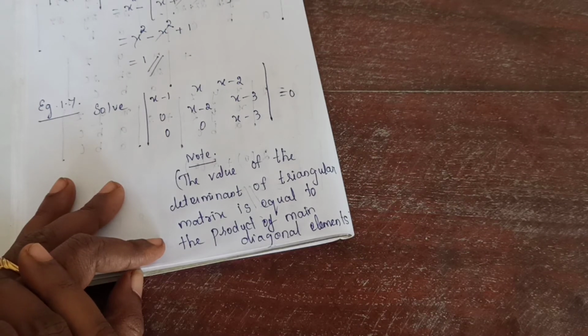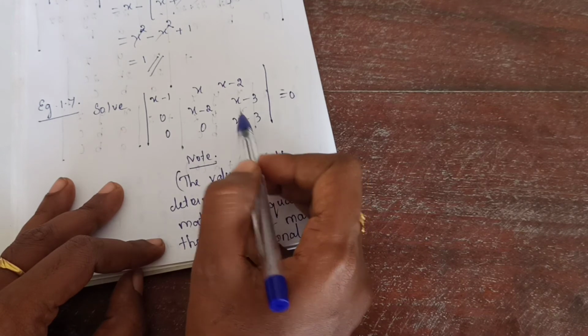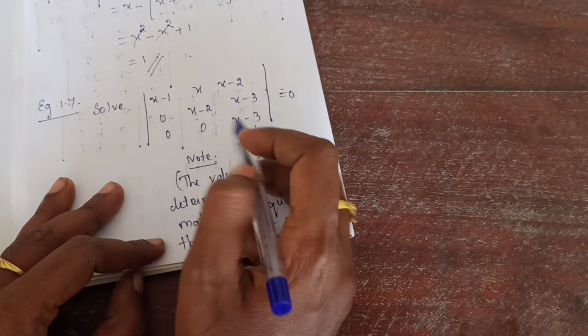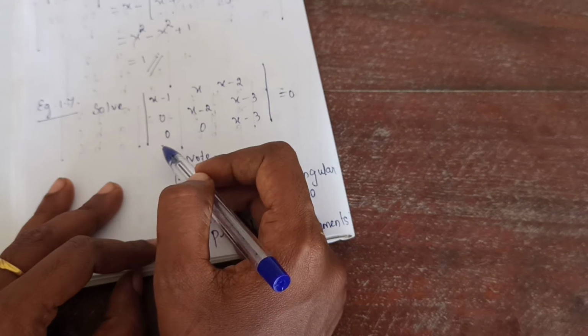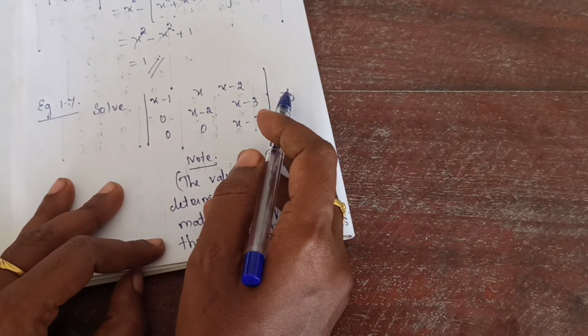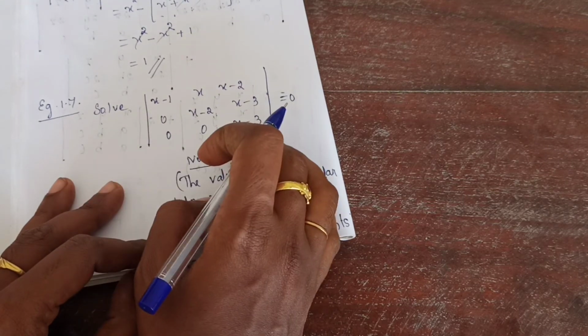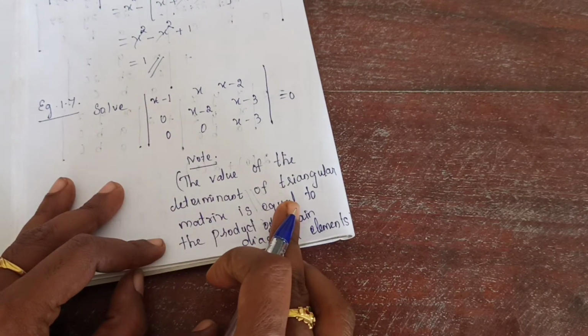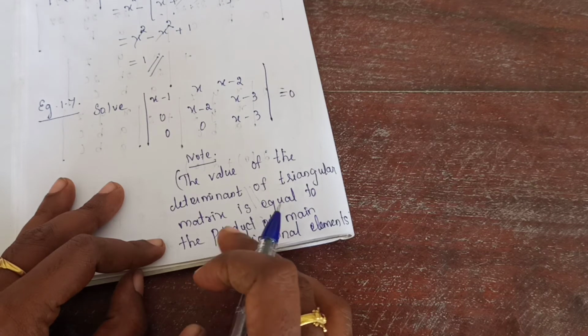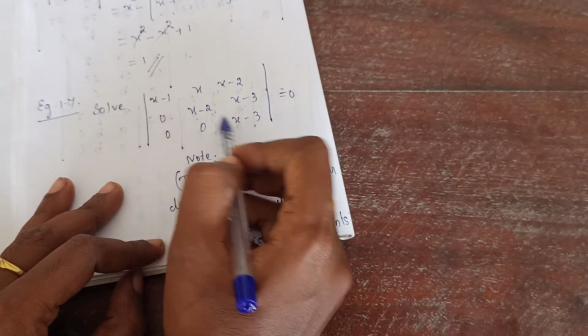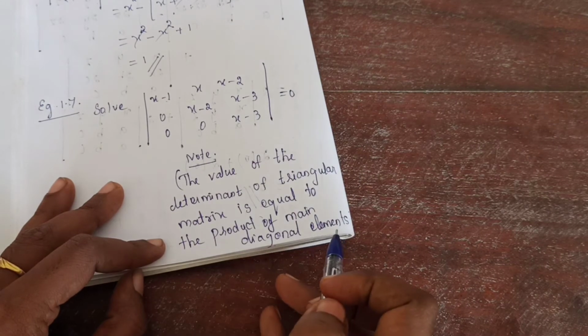Correct? I have explained what is meant by a triangular matrix. I said, is it right? It's the leading diagonal. That is, it's the main diagonal. From the main diagonal, below all the entries are 0 or above all the entries are 0. Here below all the entries are 0. So you know it's a triangular matrix. So the determinant of a triangular matrix is equal to the product of the main diagonal elements.